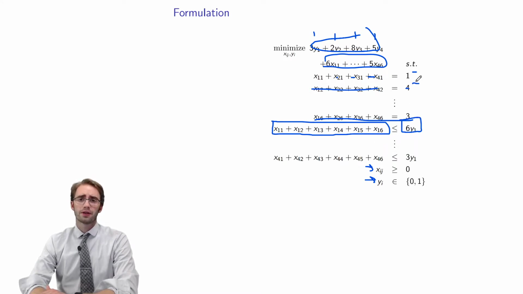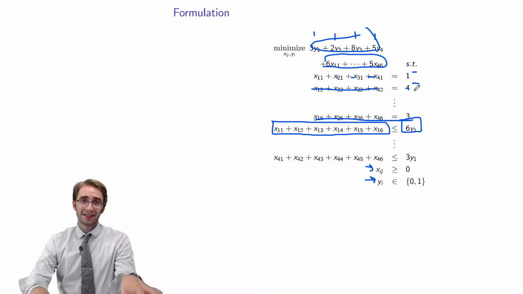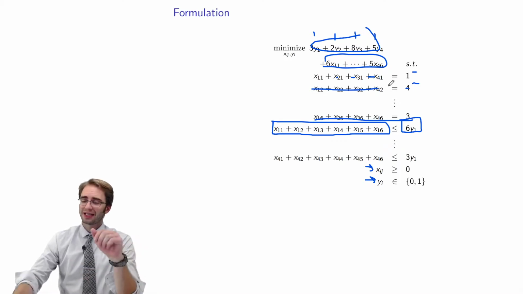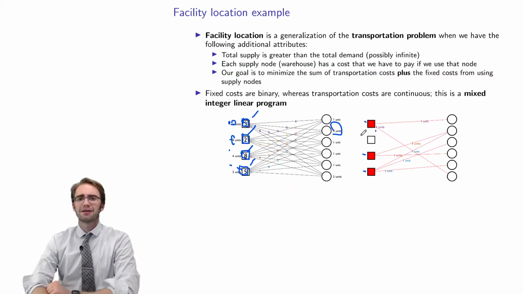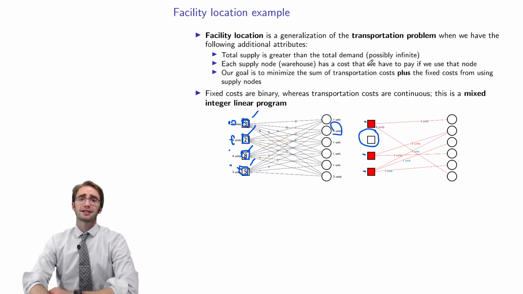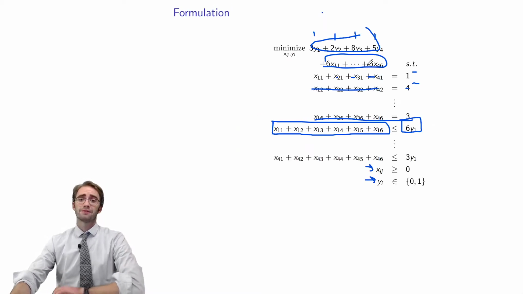All right, what is going on here? Well, number one, if y1 is equal to 0, then it means I'm not building anything at that site. I'm not using that site, so I'm not paying for using it. In the previous example, y2 would have been equal to 0, because you weren't actually using that second site.